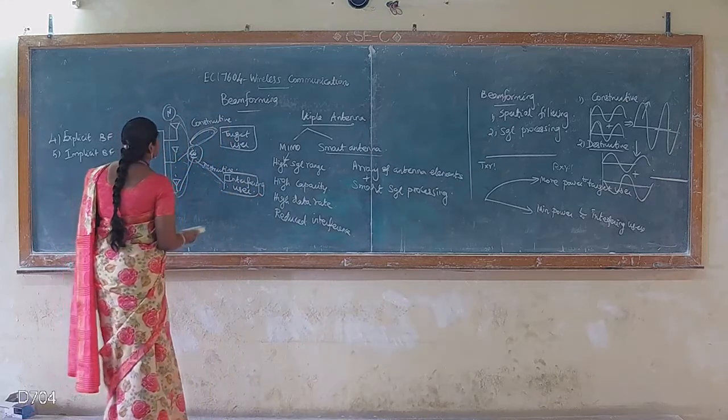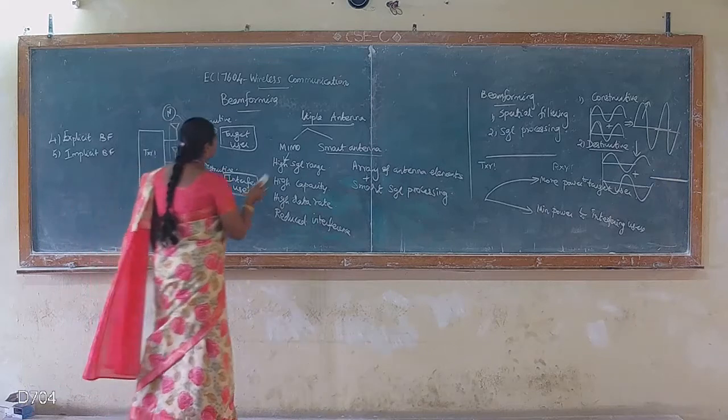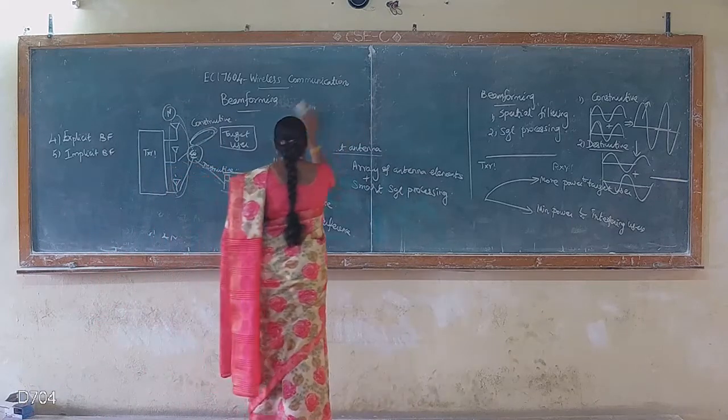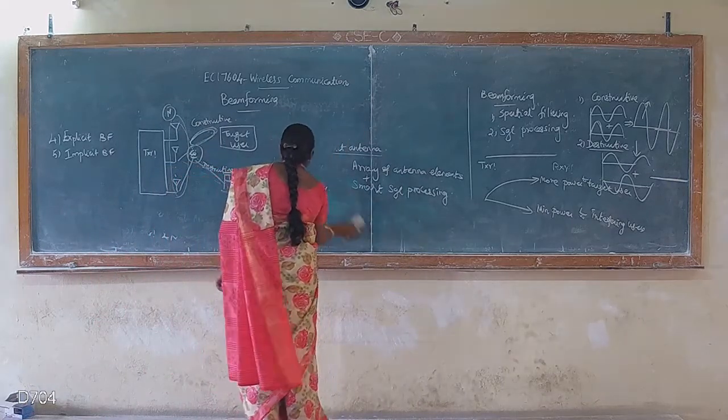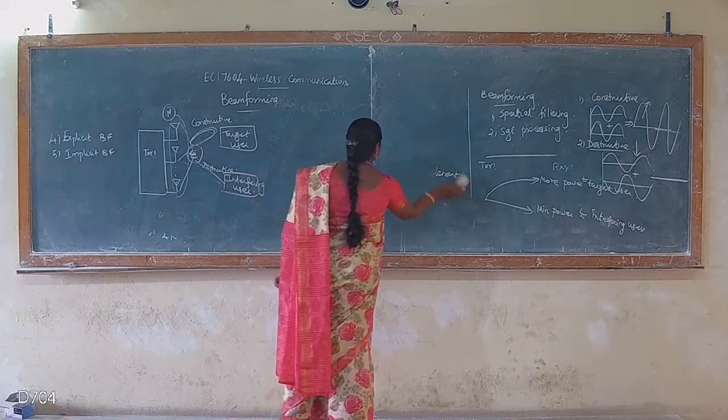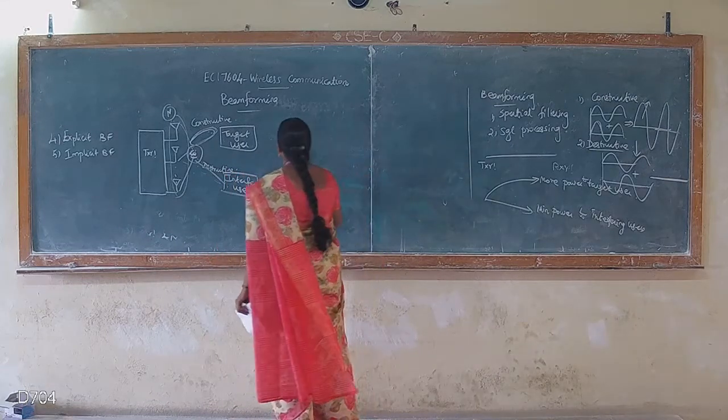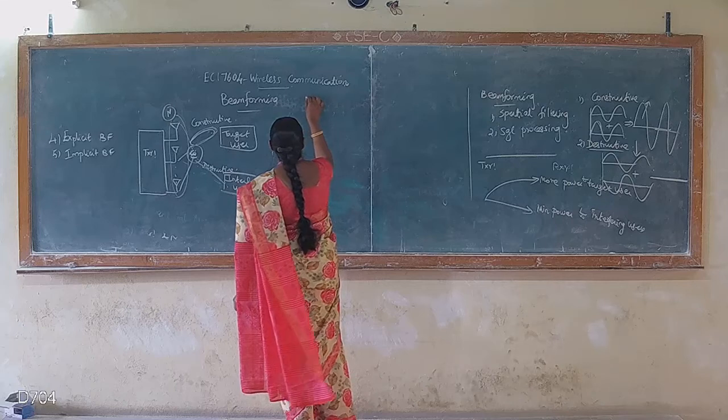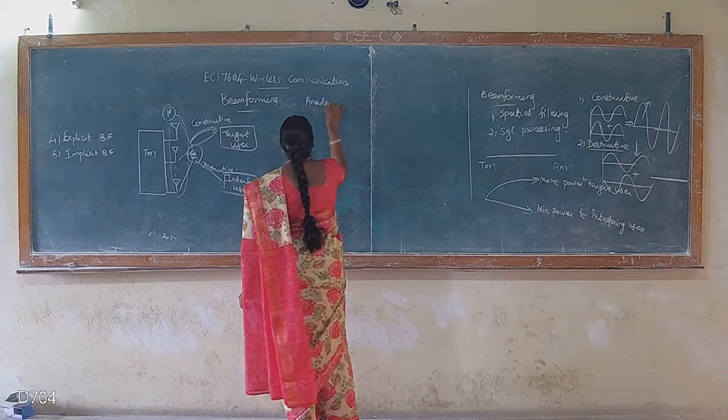Now we will go to the types of beamforming. The first category is analog beamforming and digital beamforming.